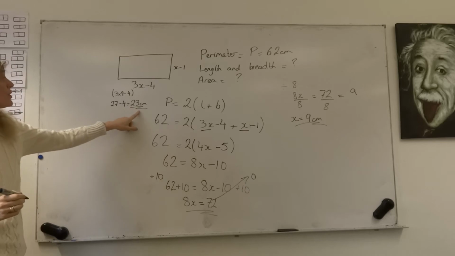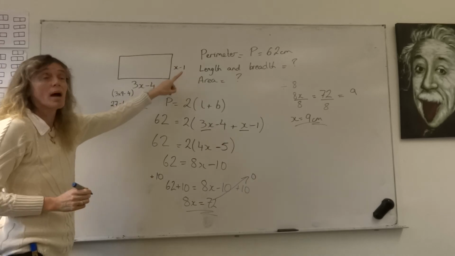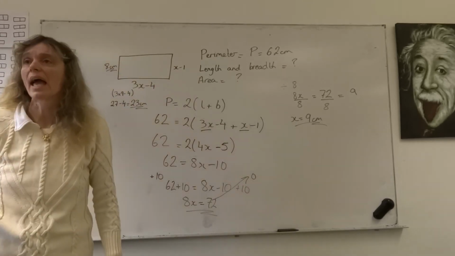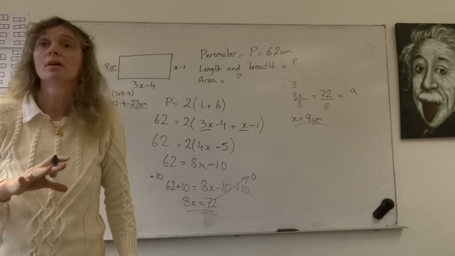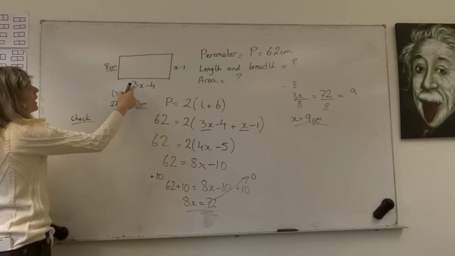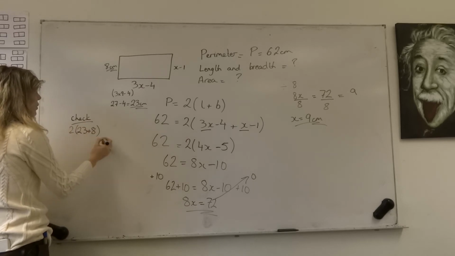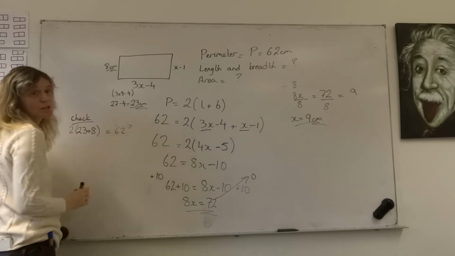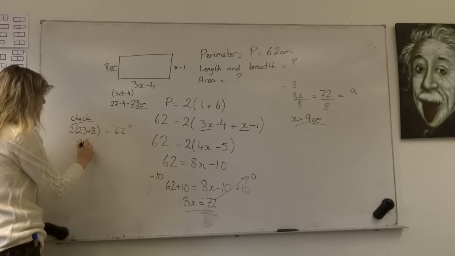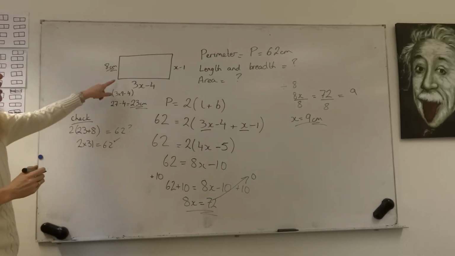We know that the length should be 23 centimeters. The breadth should be x minus 1. 9 minus 1 is 8. We know that it should be 8 centimeters. Before I even bother calculating the area, I do my check. So the most important thing to do here is my check. Is 23 plus 8 multiplied by 2 equal to 62? 23 plus 8 is 31. 2 times 31 equals 62. Yes. Now I know I've got the right length and the breadth.